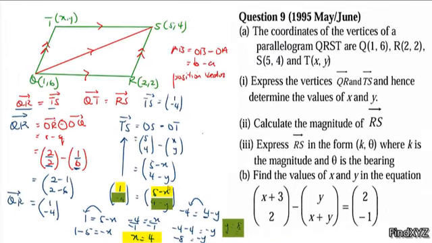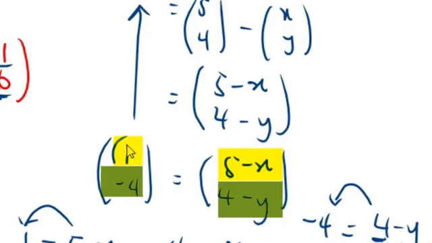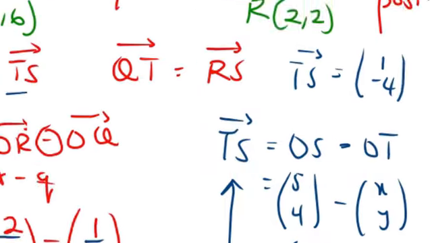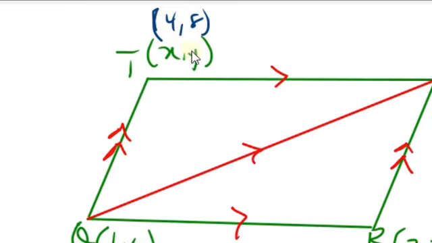Now let's see whether this is true. If I substitute positive 4 here, 5 minus 4 will give us 1. And if I substitute 8 here, 4 minus 8 will give us negative 4. So now we know point T as (4, 8), where 4 is the X and Y is the 8.